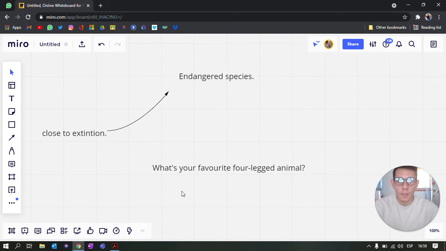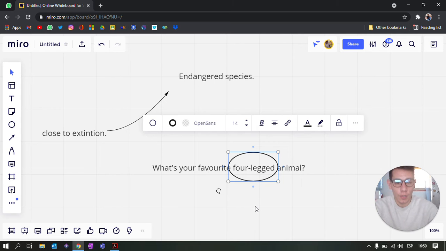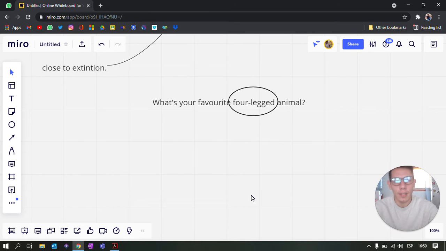So, continue with this idea. I'm asking this because I want us to focus on the word four-legged. I would like you to categorize the word four-legged. Is it a noun? Is it an adjective? Is it an adverb?